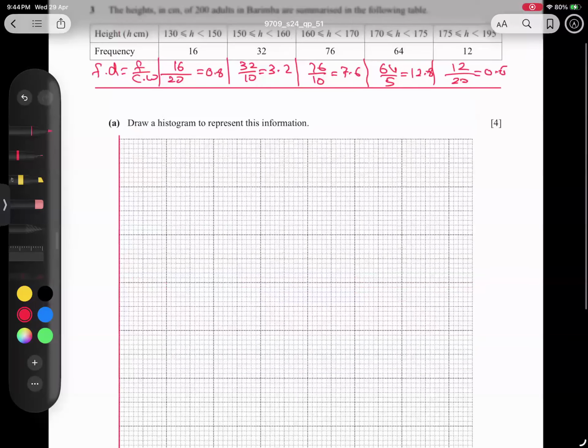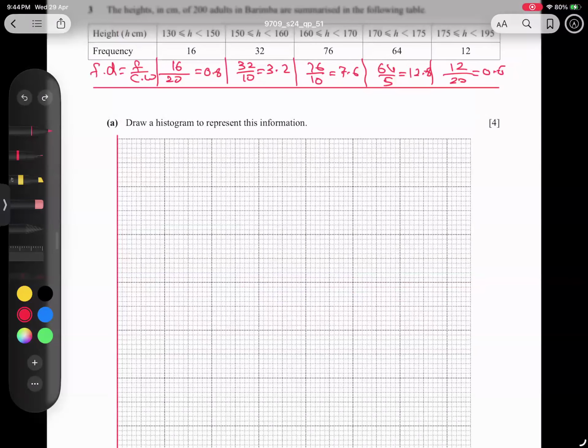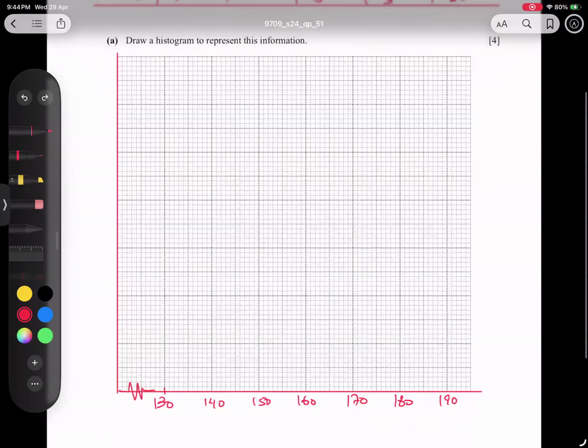Now, what is the highest frequency we have? 12.8. It means almost 13, we can say. Check it, it's 13 boxes. You have 1, 2, 3, 4, 5, 6, 7, 8, 9, 10, 11, 12, 13. It means one box is 1. So we have the values available, so no problem at all.